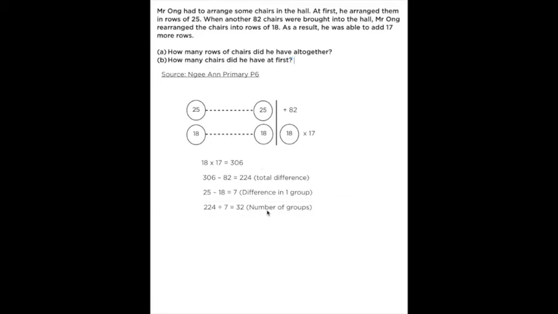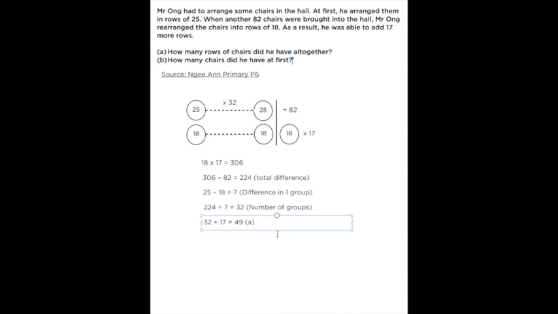So what does the number of groups in this question represent? 32 represents the number of rows of chairs at first. We can represent this by 32 times 32. So there are 32 rows here and 32 rows here. So what's the first question? How many rows of chairs did he have altogether? He will have 32 rows of chairs plus 17. So the answer is 49.